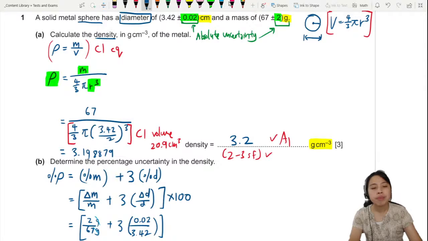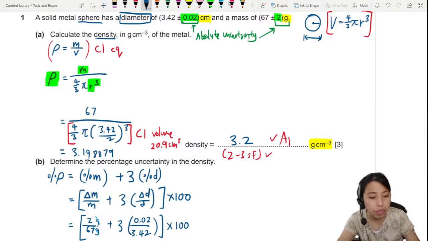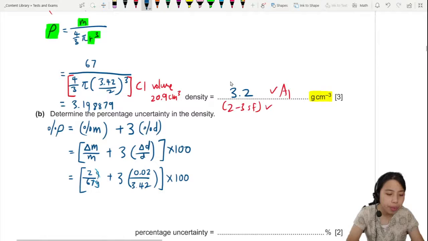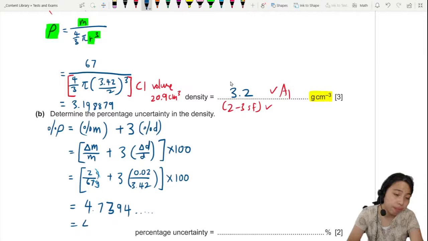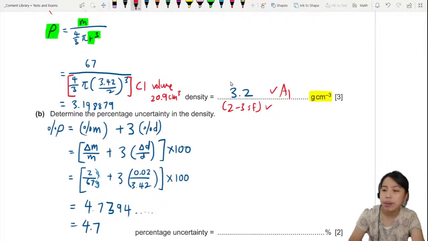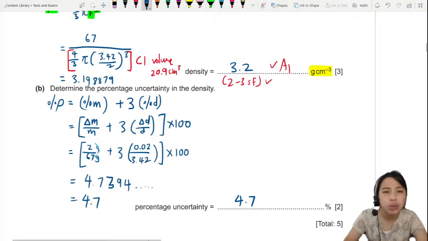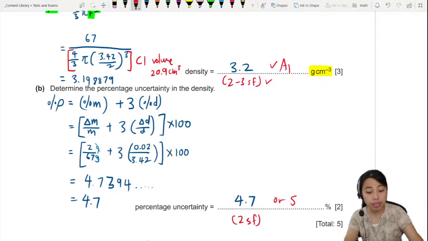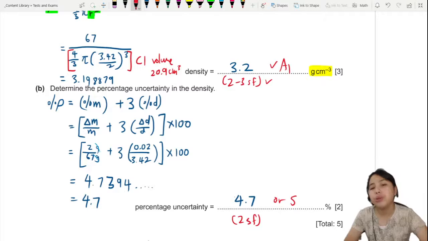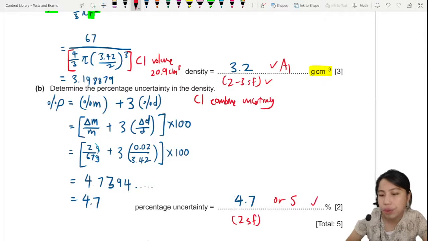If I just leave it like this, instead of a percentage, I'll just get a fraction. So I want it in percent. 100% is the maximum, so I times 100. So with that, you should get about 4.73946, and more numbers, but you can round it off to 4.7 or 5. I recommend for percentage uncertainties, keep 2 significant figures. It's fine, you can also write 5%. There's no strict rule for percentage uncertainty. Okay, so 2 marks. One comes from putting together the equation to combine the uncertainty, and one for the final mark down here.